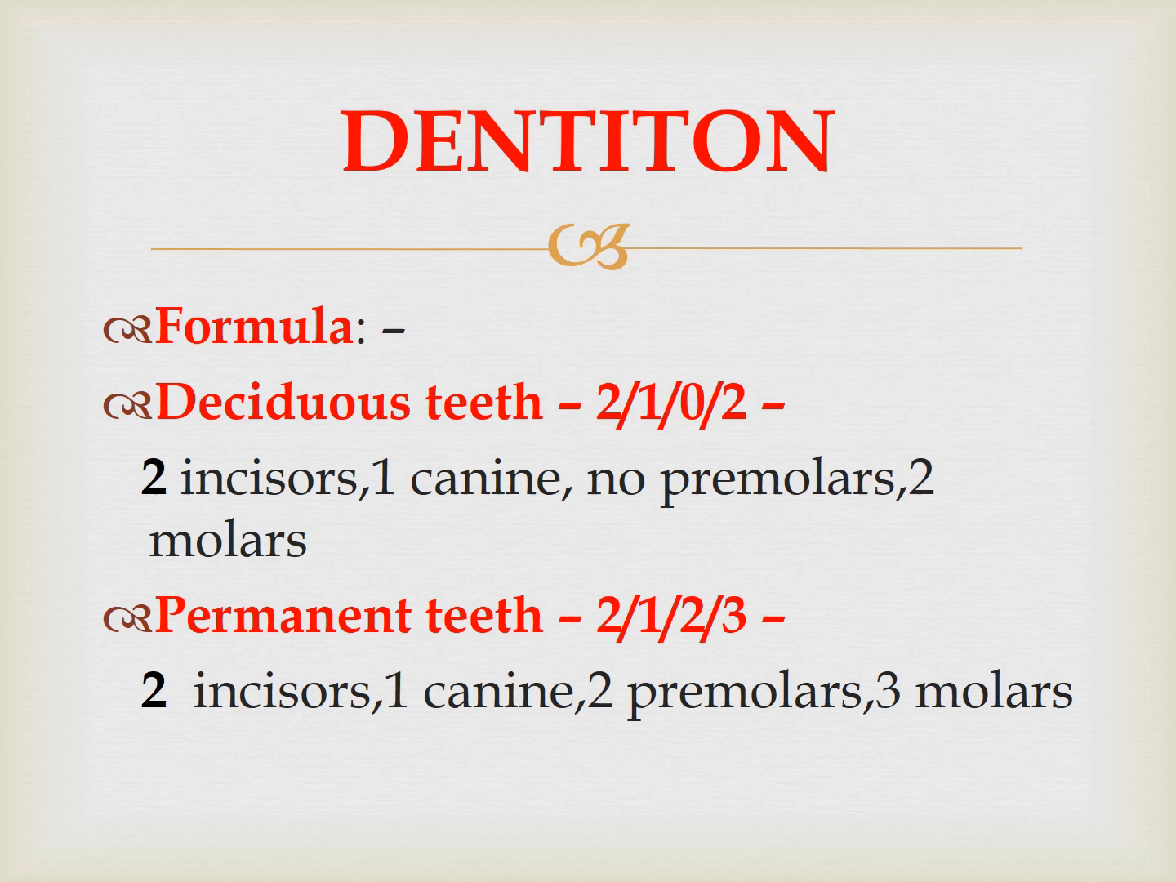So there are 2 sets. And then for permanent teeth, 2123 is the formula. They have 2 incisors, 1 canine, 2 premolars and 3 molars. So 2 plus 1 plus 2 plus 3 is 8, 16 in the upper jaw, 16 in the lower jaw, total 32. So deciduous teeth are 20 in number, and permanent teeth are 32 in number.